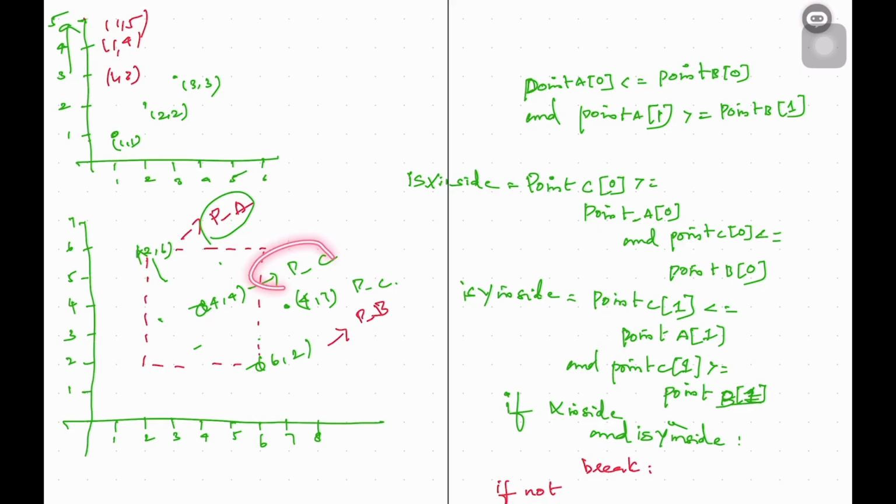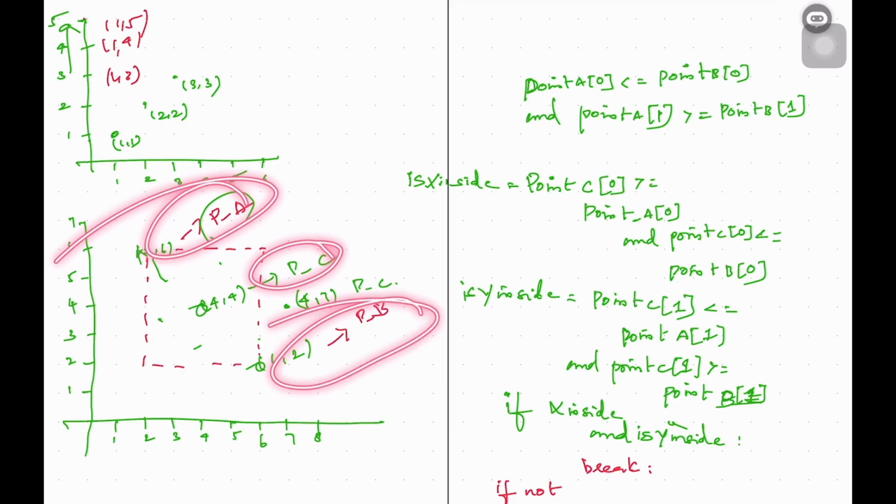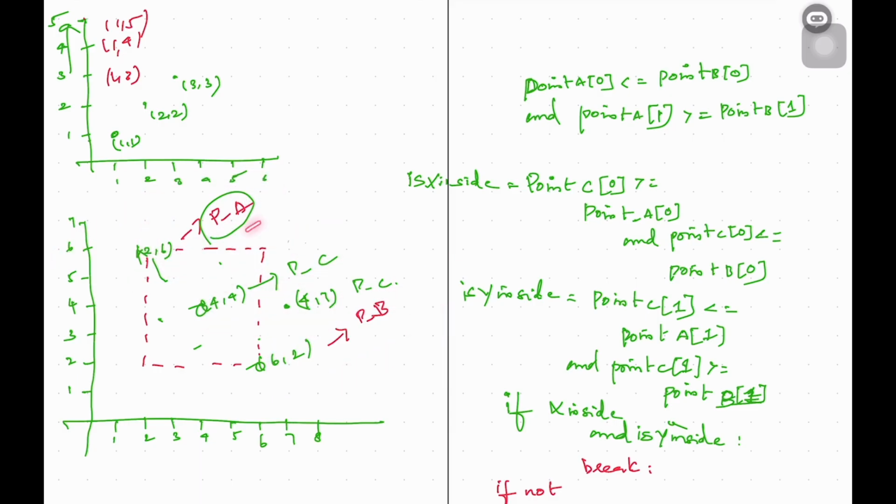So basically point A will be one loop, point B will be one loop, point C will be one loop. So yeah, point A and point B should not be the same, and this will be the I loop, this will be the J loop, this will be the K loop. So all 3 should not be the same. Other than that, you don't need to check any other condition.